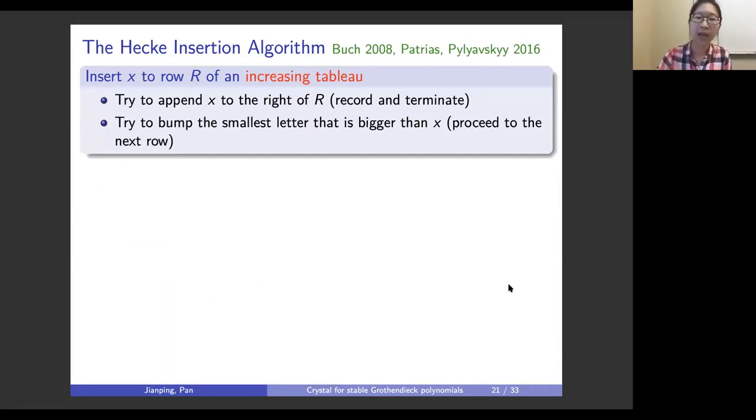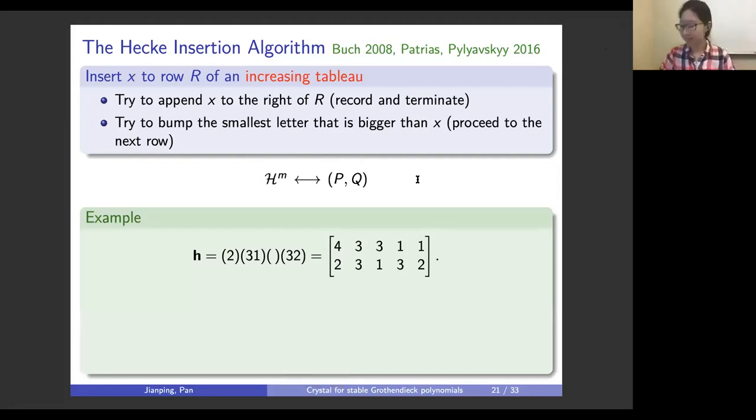The first one is the Hecke insertion algorithm by these people. The Hecke insertion algorithm provides a bijection between decreasing Hecke factorizations and a pair of tableaux, where P is an increasing tableau, which means it is a semi-standard Young tableau where the rows have to be increasing too. Q is just a semi-standard Young tableau, and they have to have the same shape. I think the detail of it is not super important, so I just show you this example.